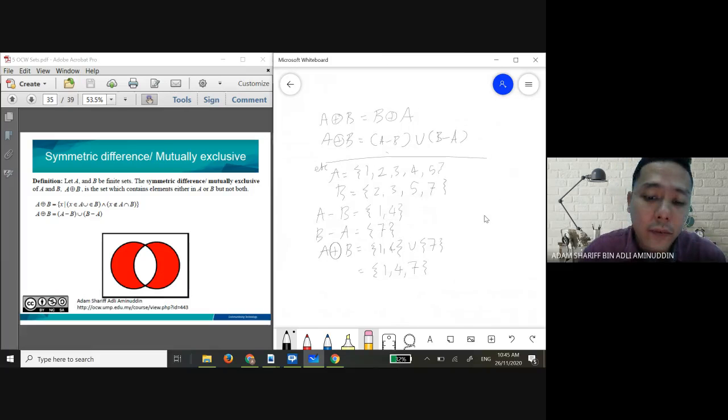The notion of A mutually exclusive B in the layman term is that they try to find the element which exists uniquely to either A or either B. Unique to A and B, but not both. So this is one of the way to get it. You try to find A minus B, and then B minus A, and then you union both of them. This is quite direct.